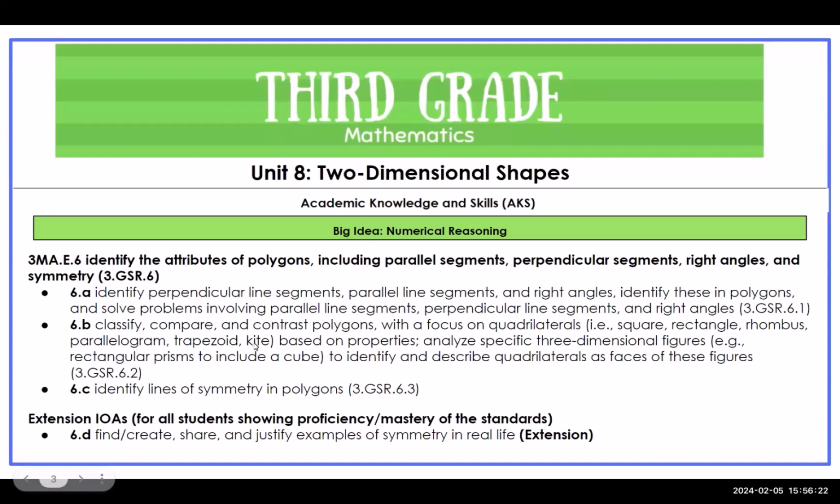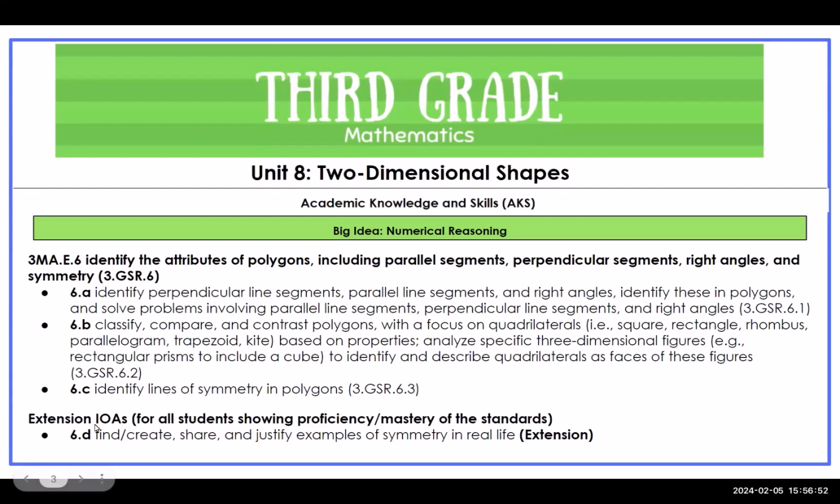Another part of this IOA, or learning target within this IOA, is where students analyze specific three-dimensional figures. They do this by identifying and describing quadrilaterals as faces of these figures. And the last IOA, 6C, is anchored in symmetry. This IOA requires students to identify lines of symmetry in polygons.